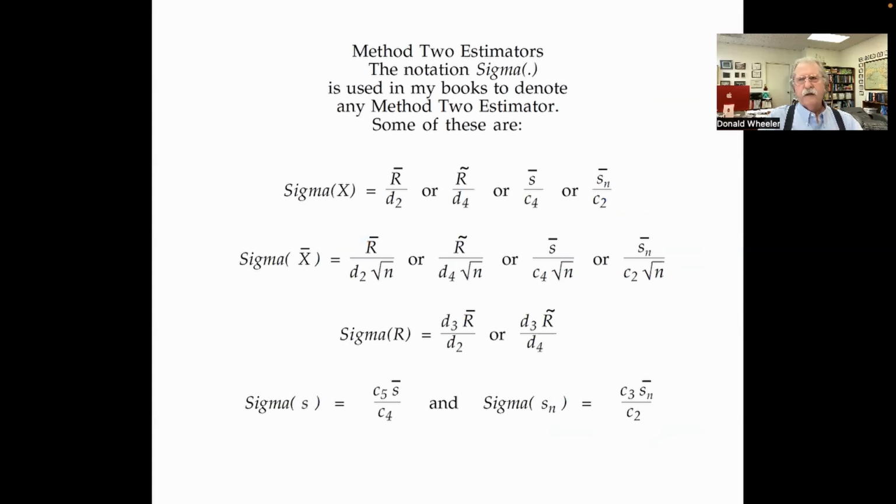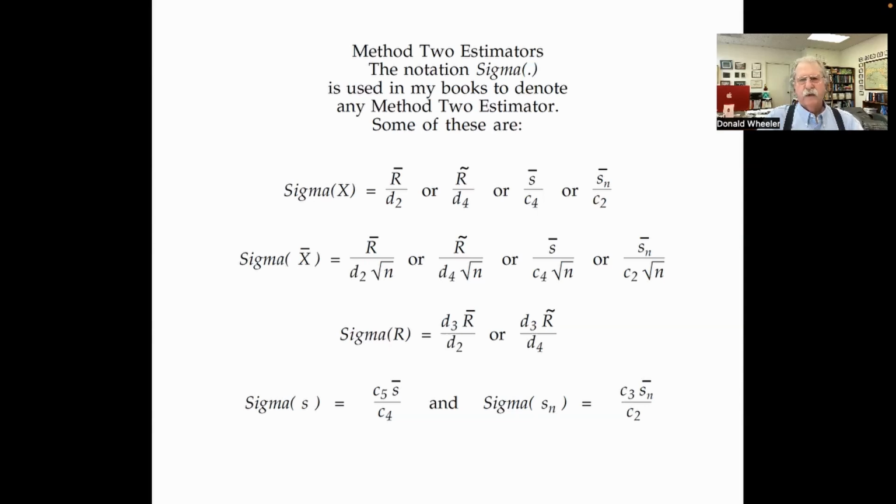Now, on the bottom of the inside front cover of the workbook, I give you some formulas, and throughout my books, I have a special notation for method 2. Method 2 estimators are indicated by the word sigma written out with parentheses. Some of these formulas: sigma of x might refer to R bar over d2, R tilde over d4, s bar over c4, s sub n bar over c2.